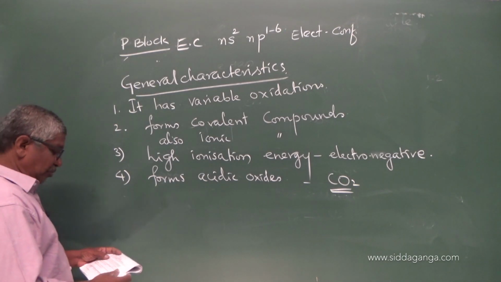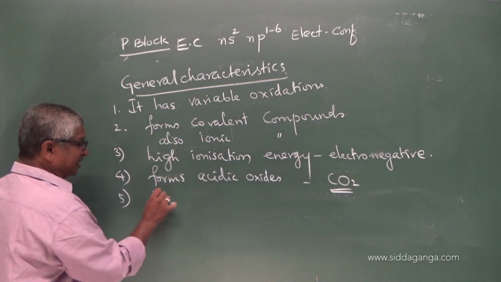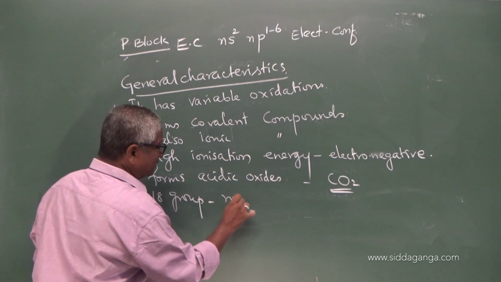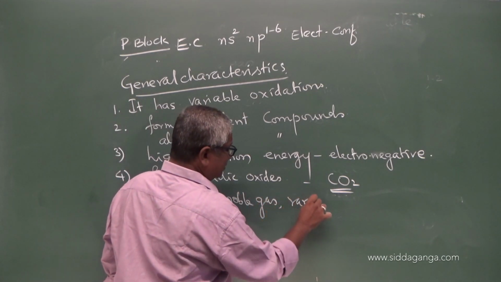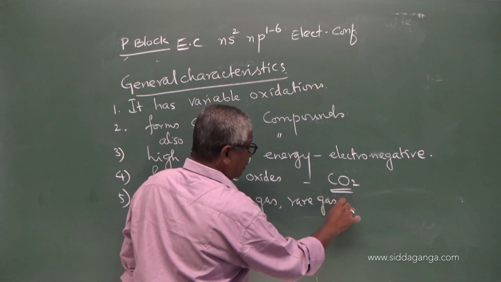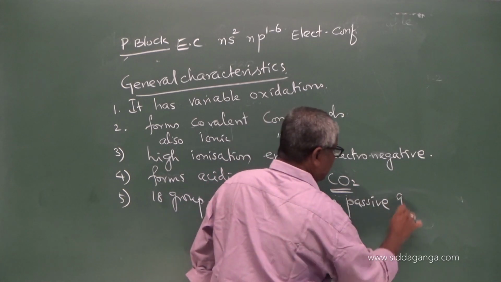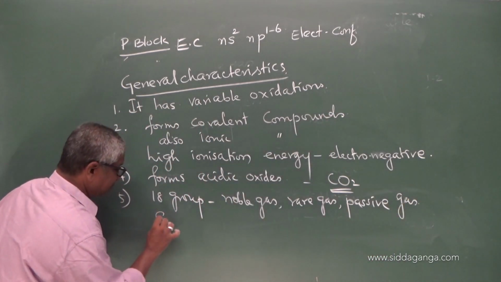The 18th group in the periodic table, as I already mentioned, is called noble gas, rare gas, passive gas and aerogens.